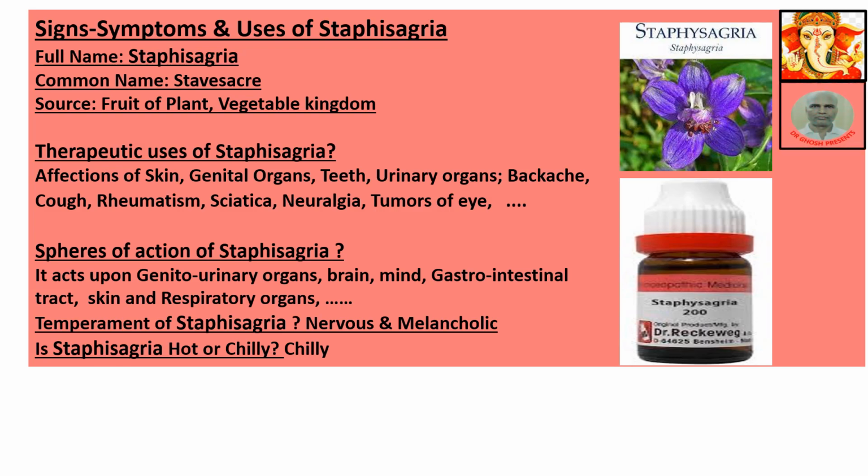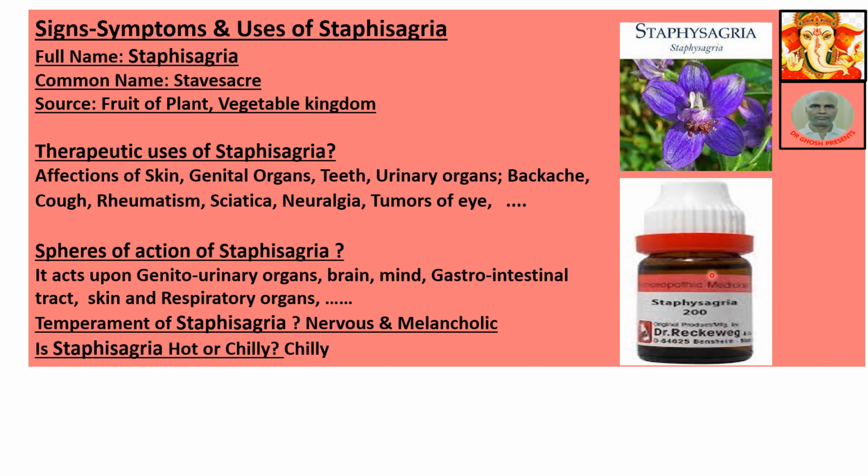Signs, symptoms and uses of Staphisagria. Full name: Staphisagria. Common name: Stavesacre. Source: fruit of plant, vegetable kingdom. This is the Staphisagria plant. Actually, the whole plant is used, not the fruit, the whole plant.